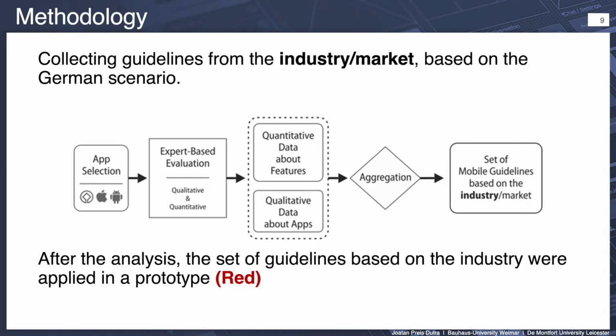So what's used? Quantitative data about the features, what kind of elements they're applying, what kind of articles and media they're offering for the audience, and then also the qualitative data about these apps. I'm just talking about the German scenario. And then after doing this expert-based evaluation, you got the set of mobile guidelines based on the industry and market. And here, these guidelines were used to create a prototype that was called RED.